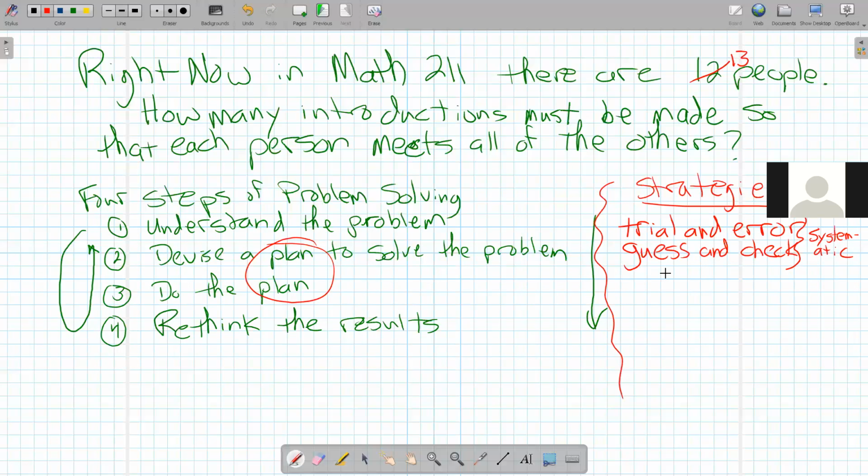So this trial and error, this guess and check, is not random. If it is, we're unlikely to get any results from it. But I do a systematic trial and error all the time when I'm solving problems.